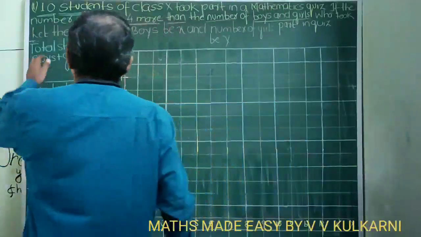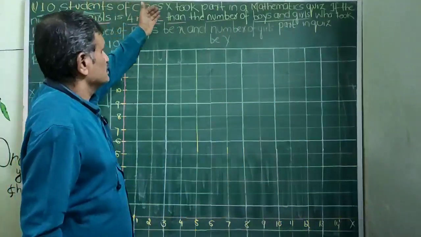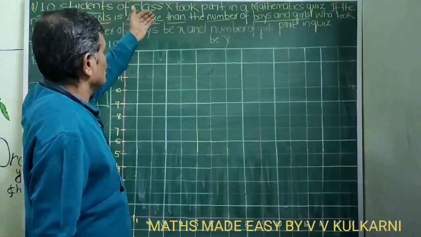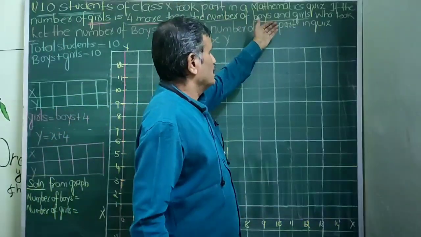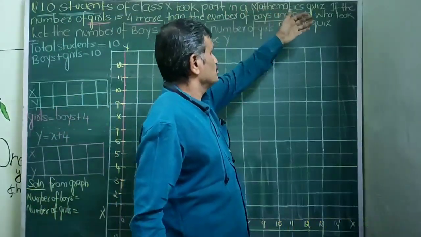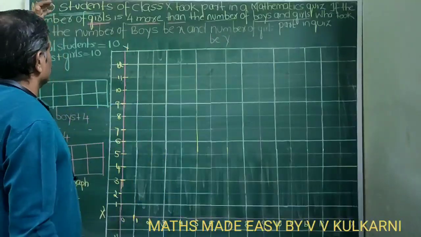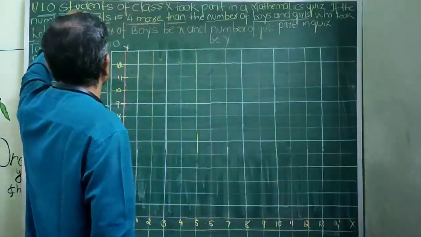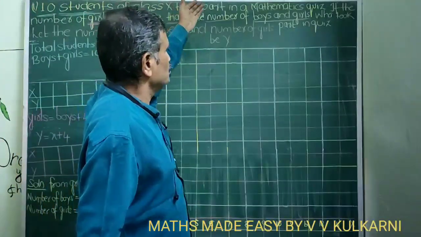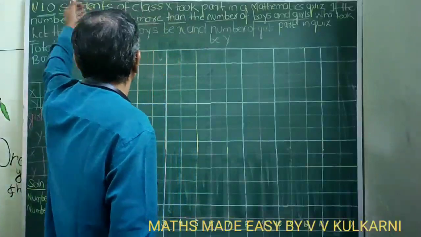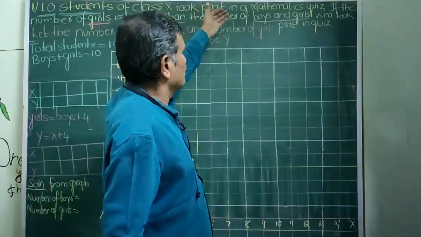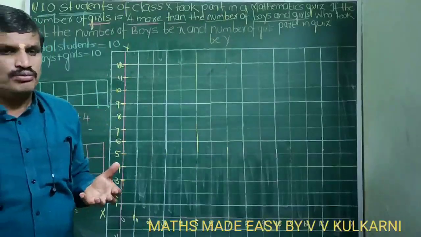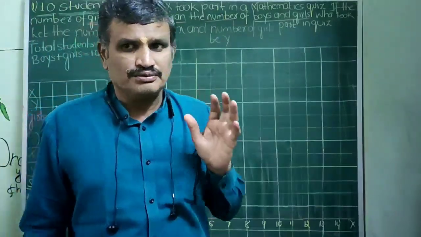The question reads: 10 students of class 10 took part in a maths quiz. If the number of girls is 4 more than the number of boys who took part in the quiz, then how many boys and girls took part in the quiz? This is the question. I repeat the question. 10 students of class 10 took part in a maths quiz. If the number of girls is 4 more than the number of boys, then we have to find out how many boys are there, how many girls are there.